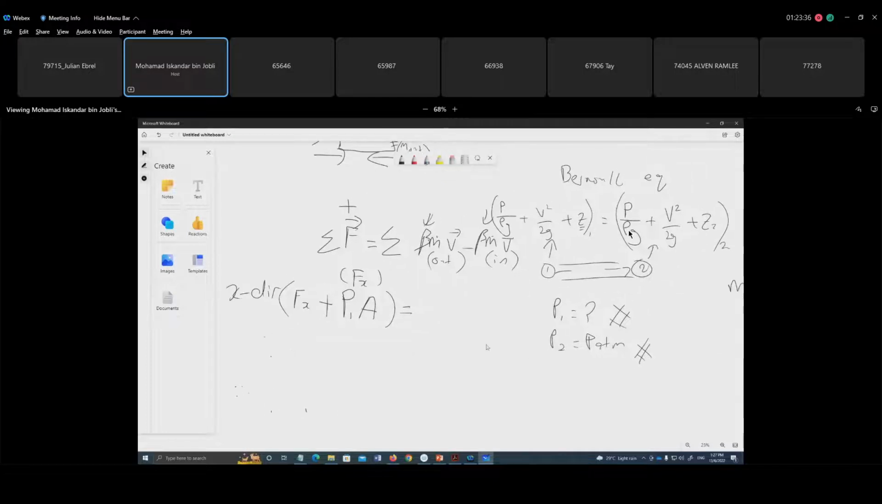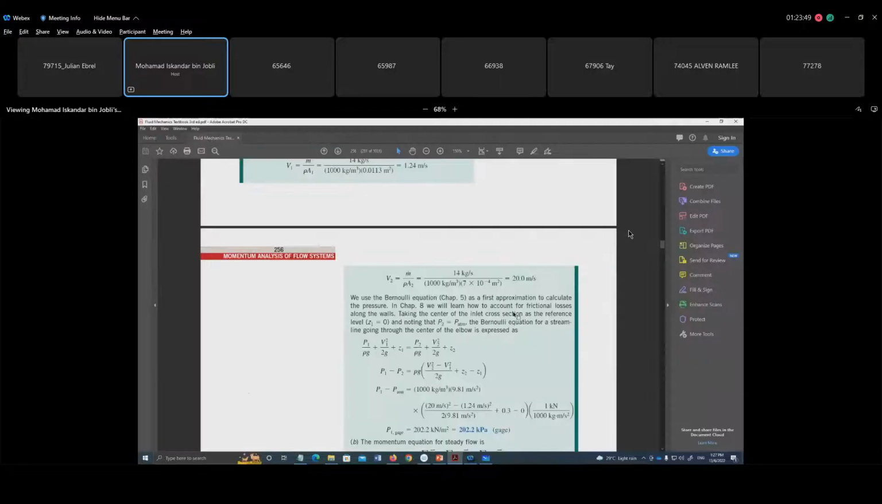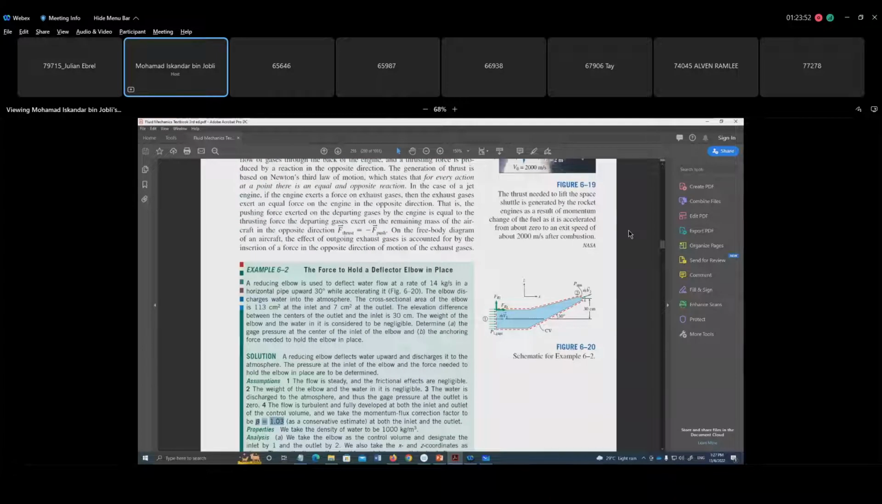And then how about the left-hand side? The left-hand side here, you have to write this one down. So the sigma won't change, the M won't change. How about the velocity at the exit? If you go back here, like I told you, it is going in this direction, right?